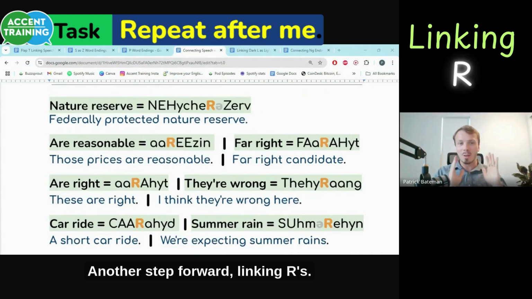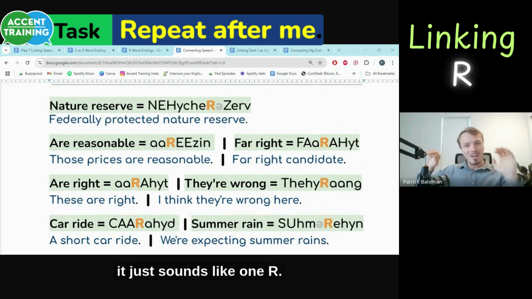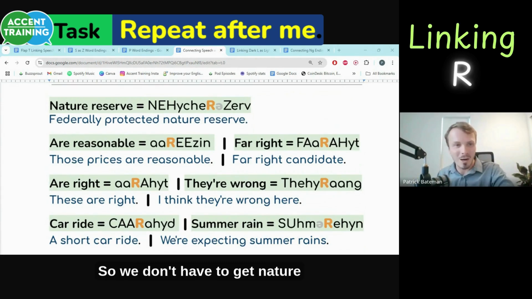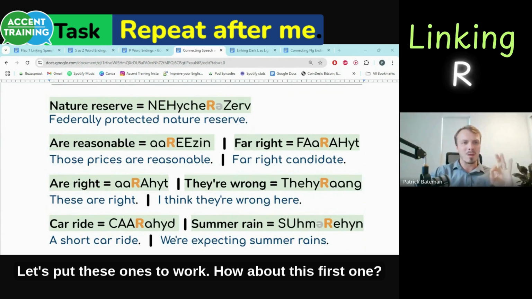Another step forward, linking R's. If a word ends in an R, and the next word begins in an R, it just sounds like one R. So we don't have to get "nature reserve" or "they're wrong," but "nature reserve." "They're wrong." It all connects seamlessly. Let's put these ones to work.